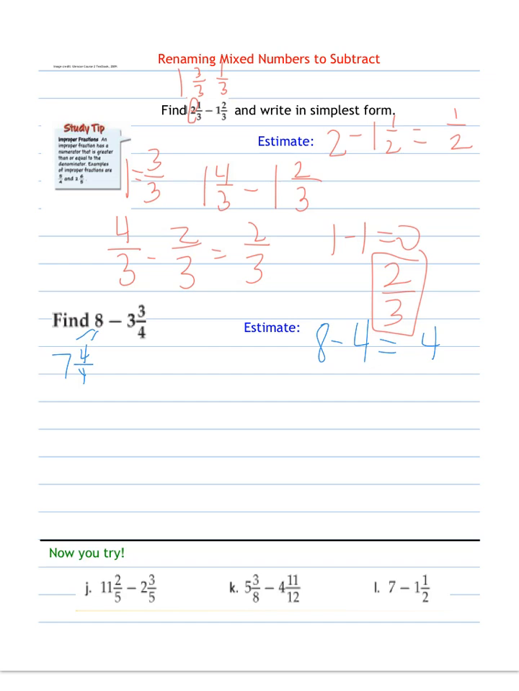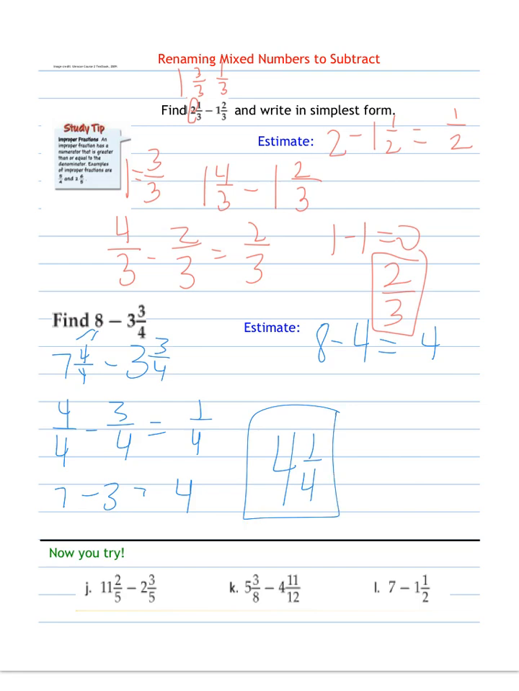Okay, so now we have 7 4/4 minus 3 3/4. So we take our 4/4 minus 3/4 equals 1/4. 7 minus 3 equals 4. So our answer is 4 1/4, which is close to our estimate. Okay, so you're just taking one of the whole number and turning it into adding it to the fraction.